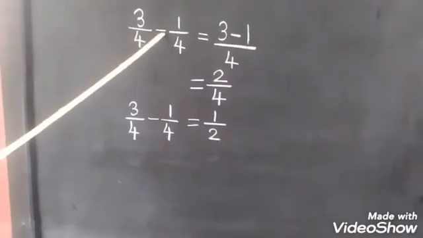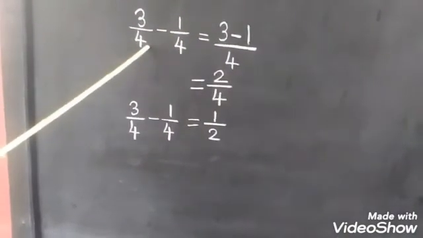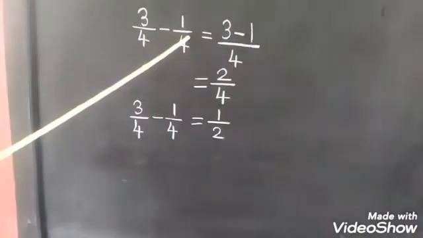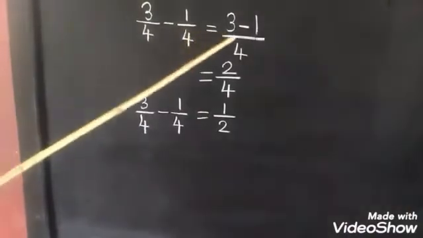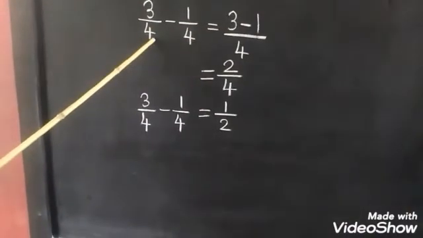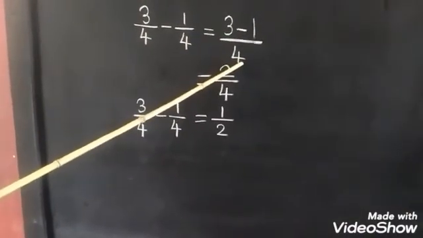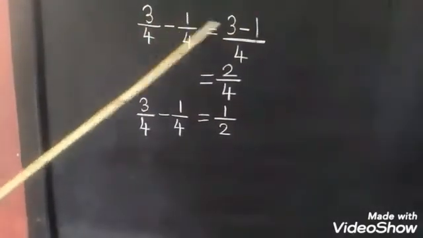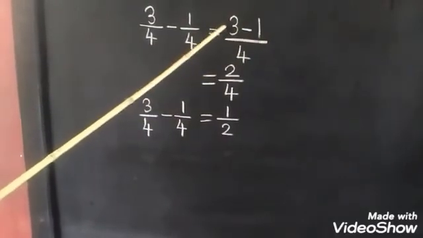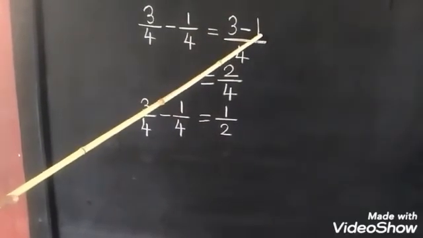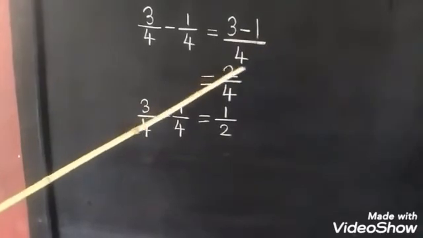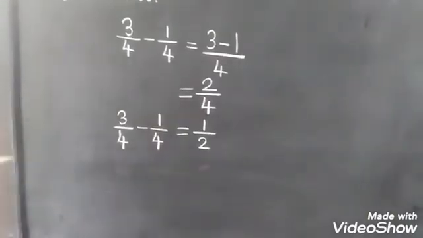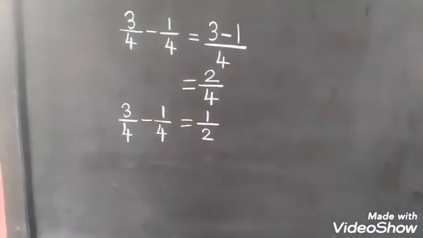Like this you have to write, because only a smaller number can be subtracted from a bigger number. See here, for the same denominator we can write it one time. Next, in the numerator we want to write 3 minus 1. 3 minus 1, what will come? Yes, 2. And then denominator 4 as it is we have to write. See, 2 by 4 we have.